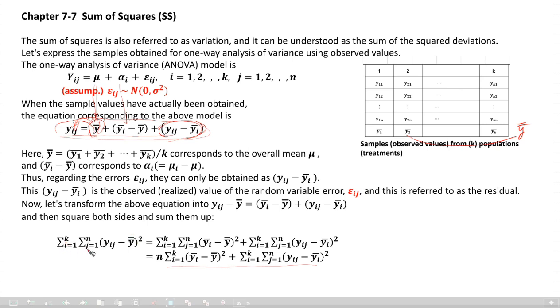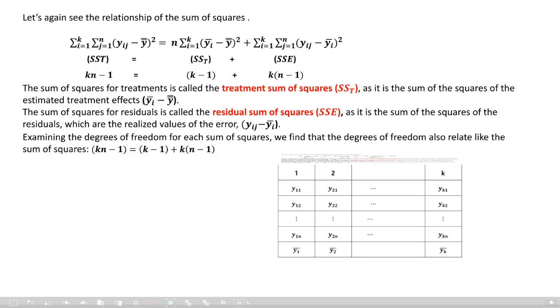and sum for i from 1 to k, j from 1 to n. Then the result is this formula. These are the sums of squares, and these are the degrees of freedom corresponding to each sum of squares, right? Sum of squares is like this. This one, kn minus 1. For this one, there are k terms here, so k minus 1, and k times n minus 1. I explained those terms earlier.